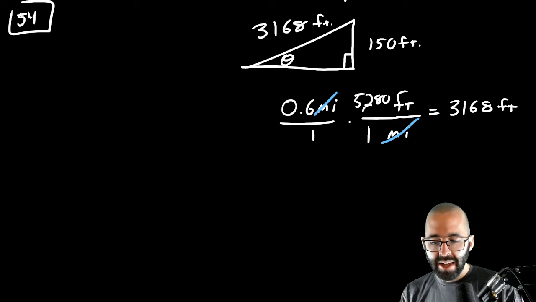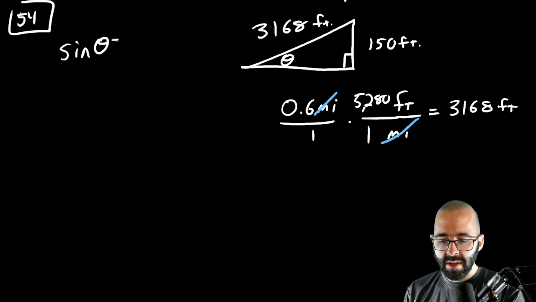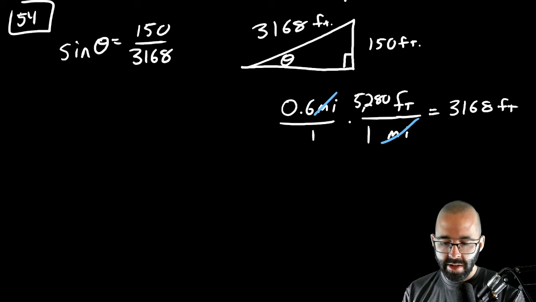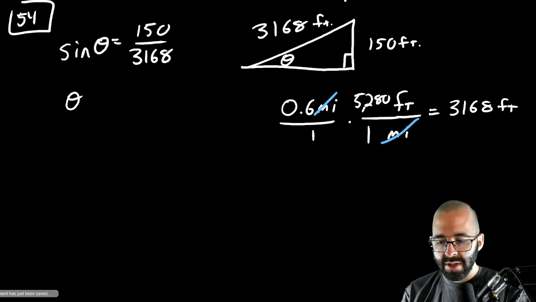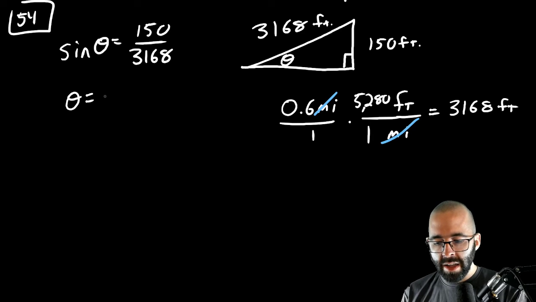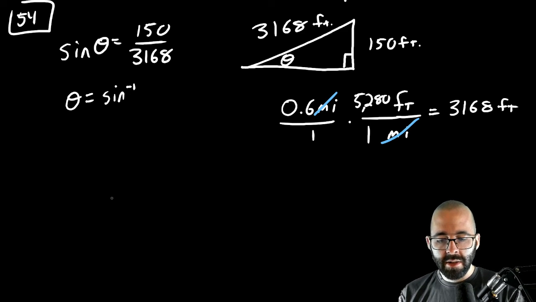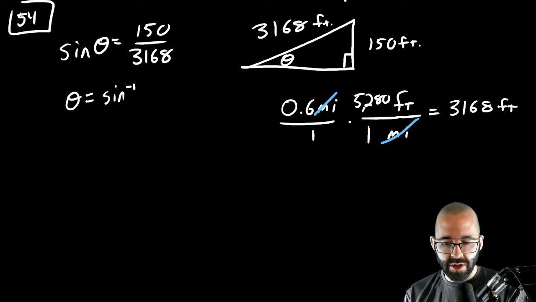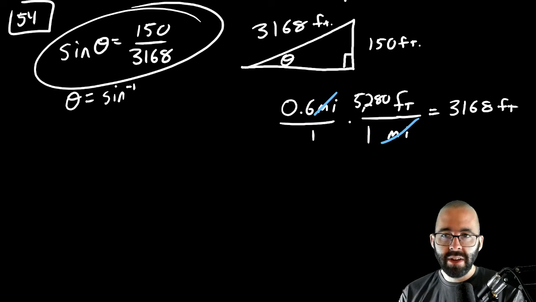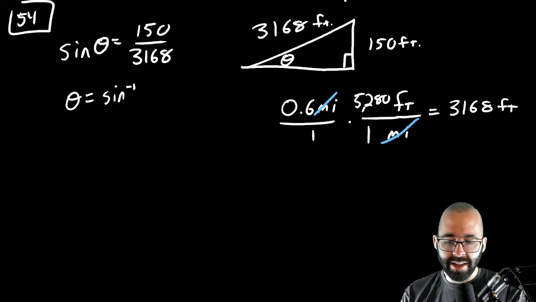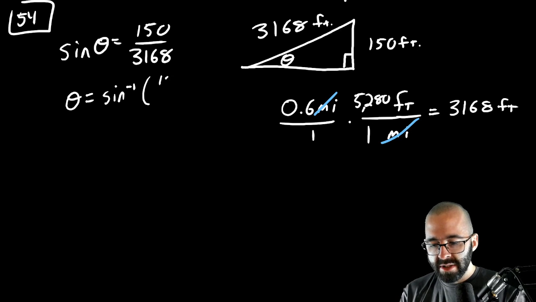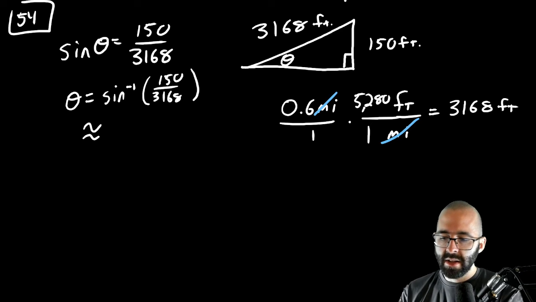And now we can say, the sine of theta is the opposite over the hypotenuse. We could simplify if we wanted to, but we don't have to. Theta is going to be the arc sine, the inverse sine, because we're in the first quadrant, right? Because we're looking at an actual physical triangle and not just angles in general. Angles in general, there's infinitely many answers to that. We'll worry about that later. We look at the inverse sine of 150 over 3168, which again could be simplified.